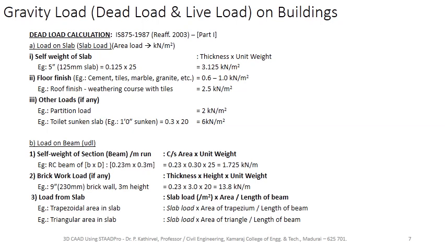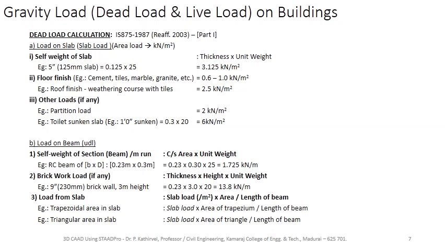The second is the floor finish, which may include cement flooring, tiles, marble, granite, etc., which accounts to 0.6 to 1 kN/m², except for the roof finish, where weathering course with tiles are provided. The loading can be taken as 2.5 kN/m², and other loads, if any, including the partition or sunken slab, is arrived based on the actual loading. The sum of the three loads gives the total load on slab, which is the area load in kN/m².